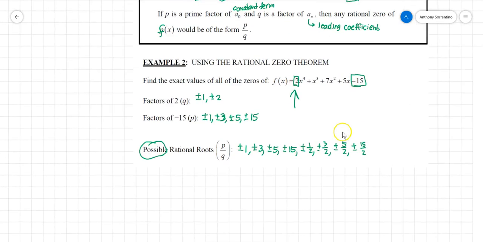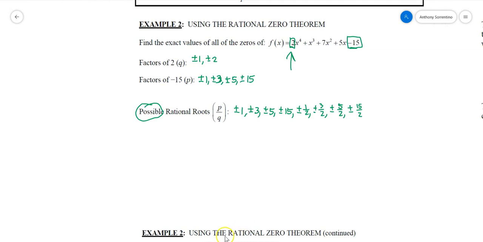So on my list, I end up finding out that the only rational ones that actually are zeros are... was it negative 1? No, positive 1. It was negative 3 halves. And negative 3 halves, which were the actual zeros. The rest of the possibilities weren't zeros.